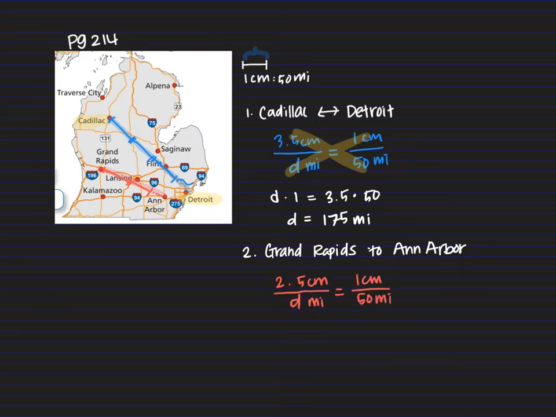Now, 2.5 centimeters is going to be over d miles, which is going to be the total length between Grand Rapids and Ann Arbor. And then we have 1 centimeter over 50 miles, which is going to be the factor for the scale. After that, you'll have to cross multiply. When you multiply d times 1, and that equals 2.5 times 50, your distance is going to be 125 miles in total. So this is using your previous knowledge and applying it to something that's more real life related.